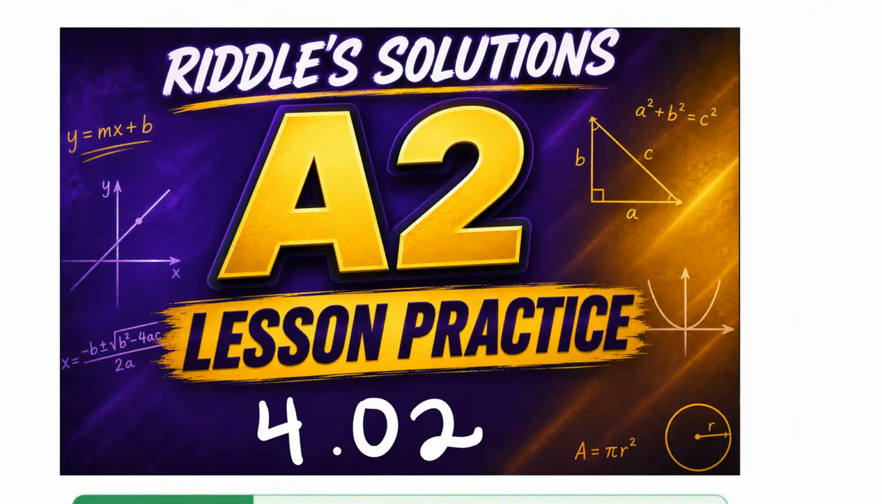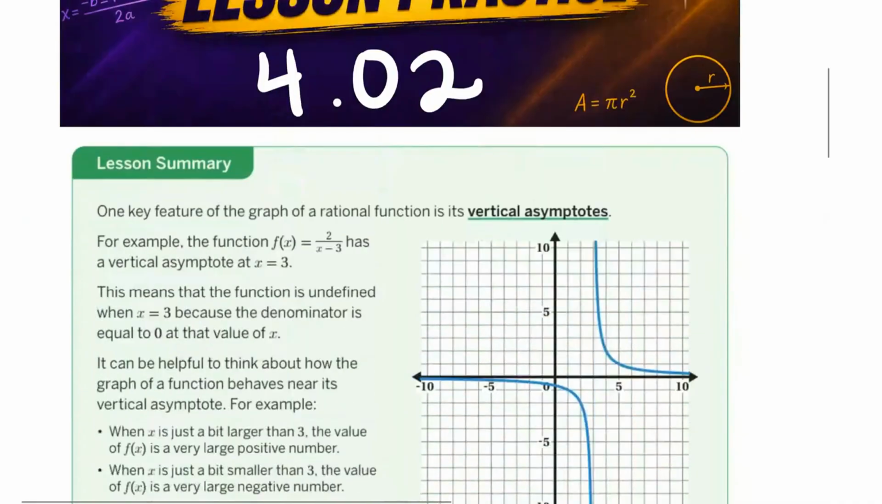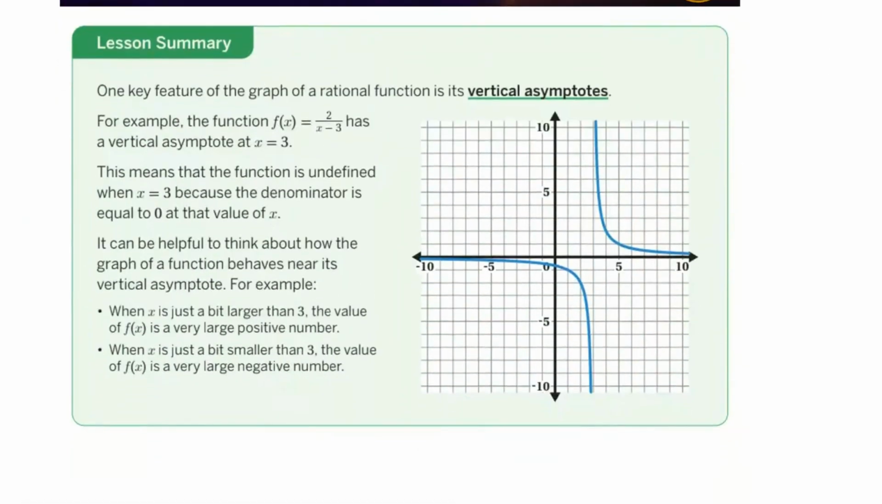Welcome back to our lesson practice. Today we've got chapter 4, lesson 2, where the lesson summary talks about our vertical asymptotes.